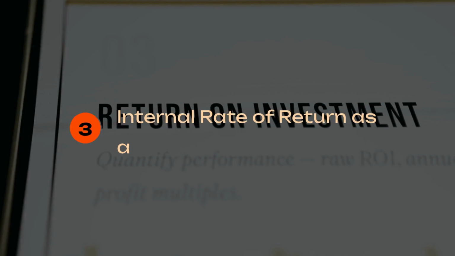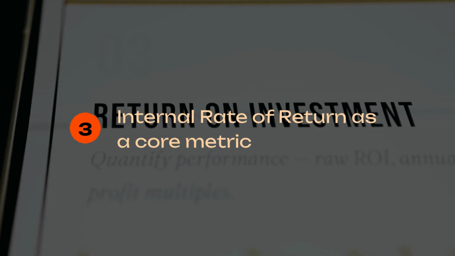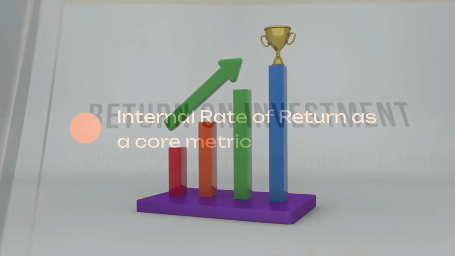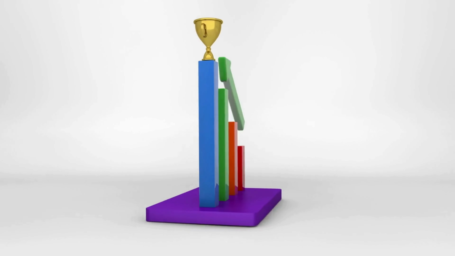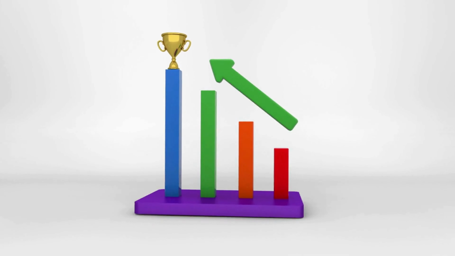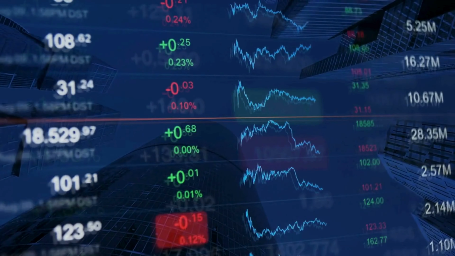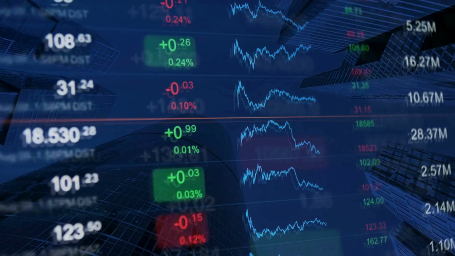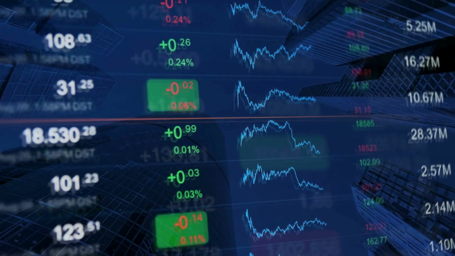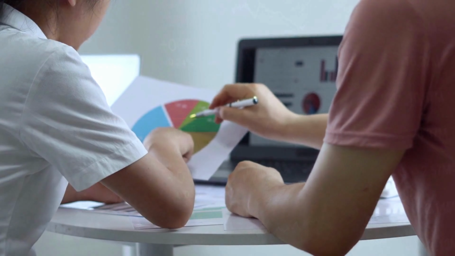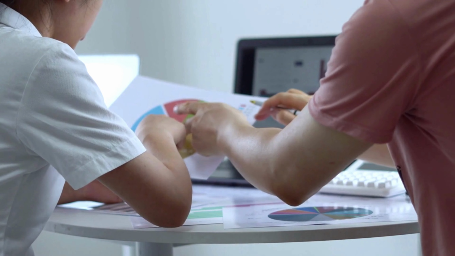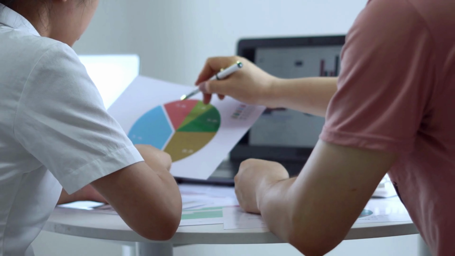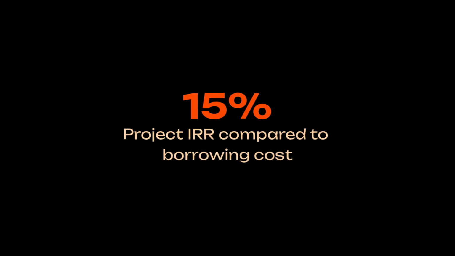The final core metric is the internal rate of return, or IRR. Think of IRR as the expected annual growth rate that a specific project will yield. Technically, it is the discount rate that makes the net present value of a project exactly equal to zero. Financial managers compare the IRR against the company's required rate of return. If a new project has an IRR of 15%, and it only costs the company 8% to borrow the capital, that project is highly profitable and gets a green light.